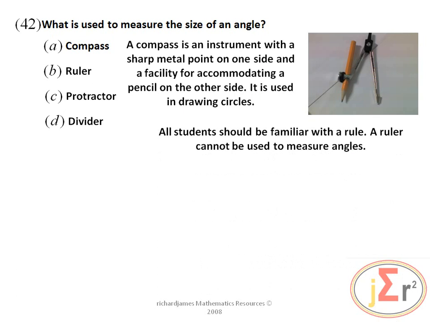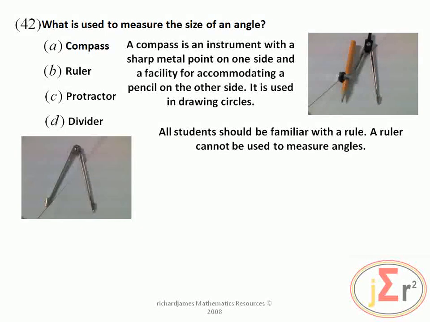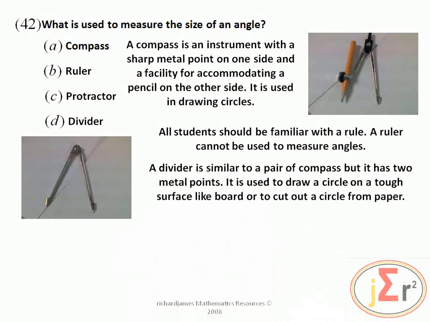All students should be familiar with a ruler. A ruler cannot be used to measure angles. That's your divider. A divider is similar to a pair of compass, but it has two metal points. It is used to draw a circle on a tough surface like board, or to cut out a circle from paper.